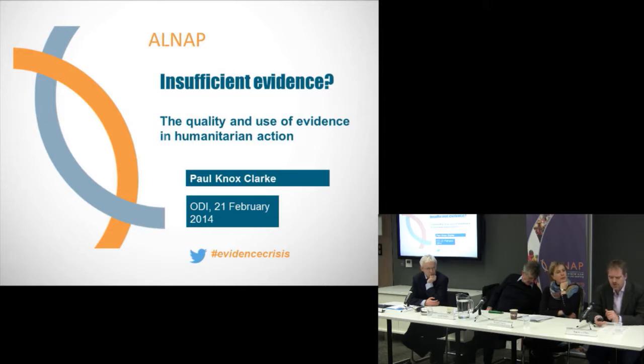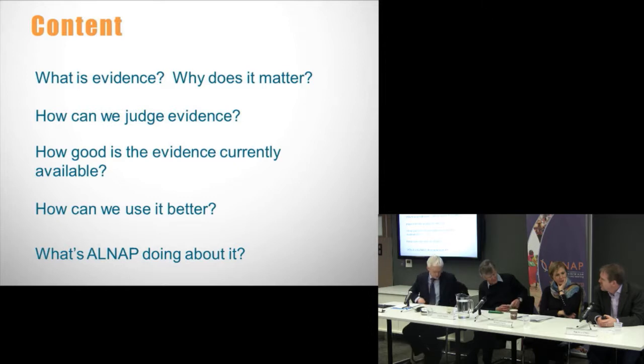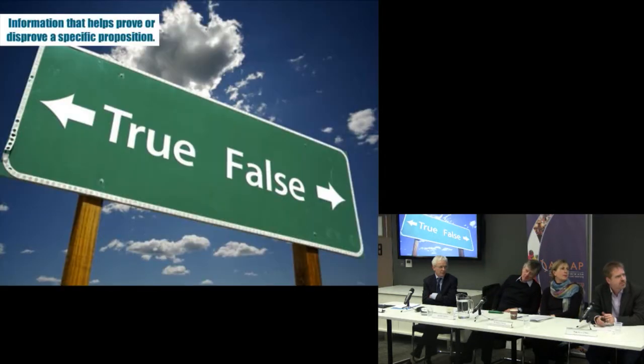What we're going to look at today, really, are these 5 areas. What is evidence and why does it matter? How can we judge the quality of that evidence? And when we judge the quality of that evidence, how's it coming up? How good do we think the evidence currently available is? Then moving on to utilization: how can we ensure that evidence is used in humanitarian decision making? And finally, a short piece just on what the ALNAP network is doing about these various things. So, with no more ado, what do we mean by evidence and why does it matter?